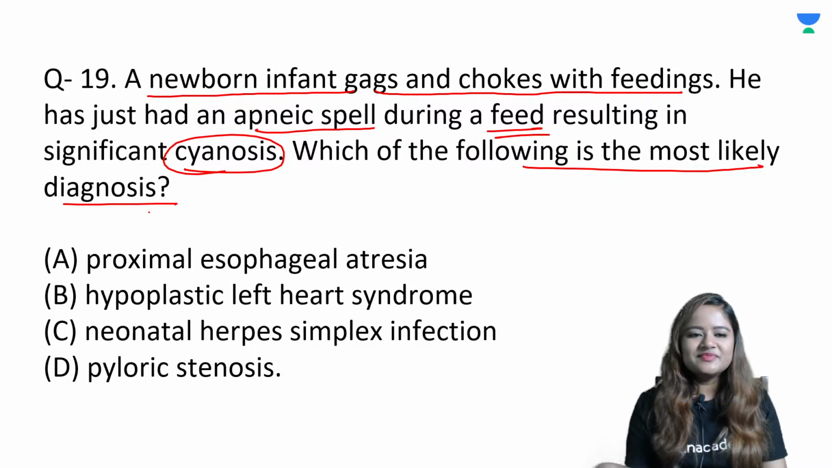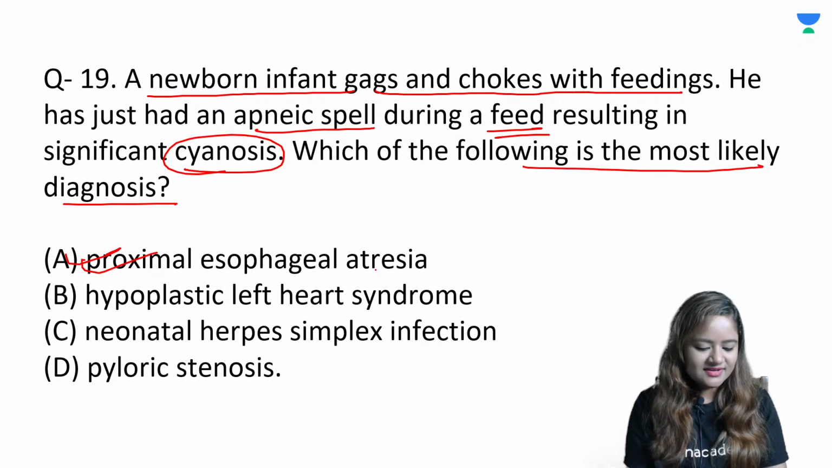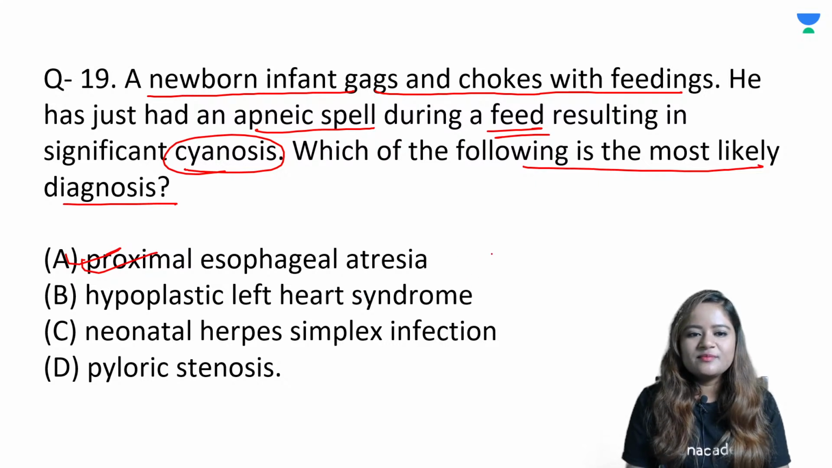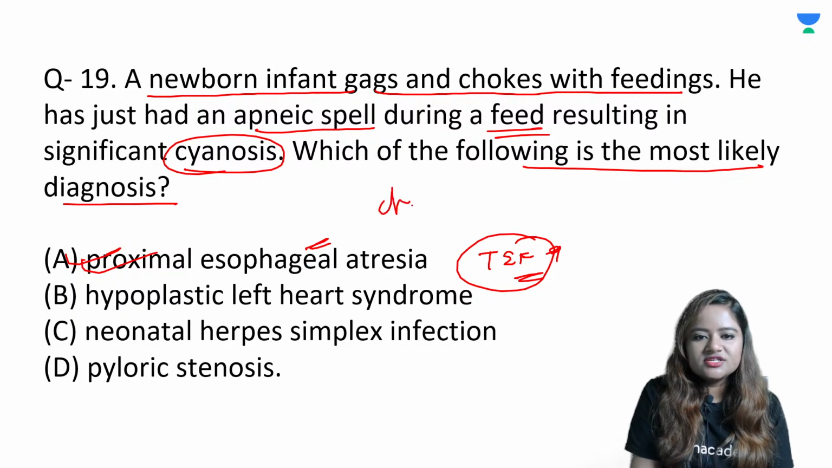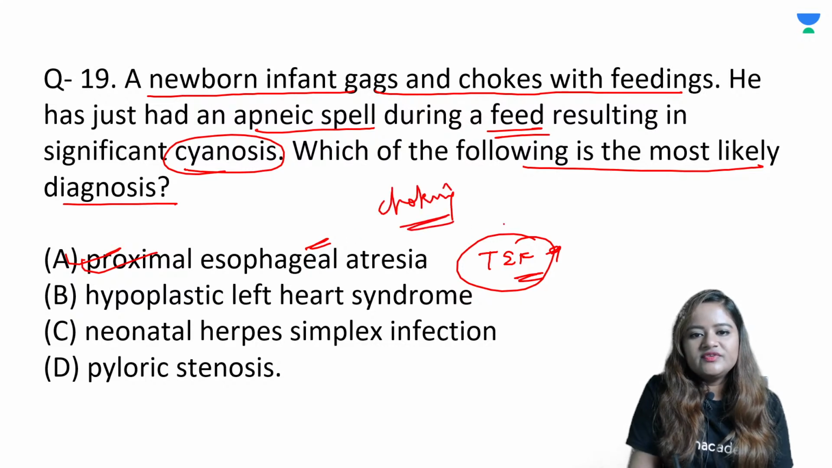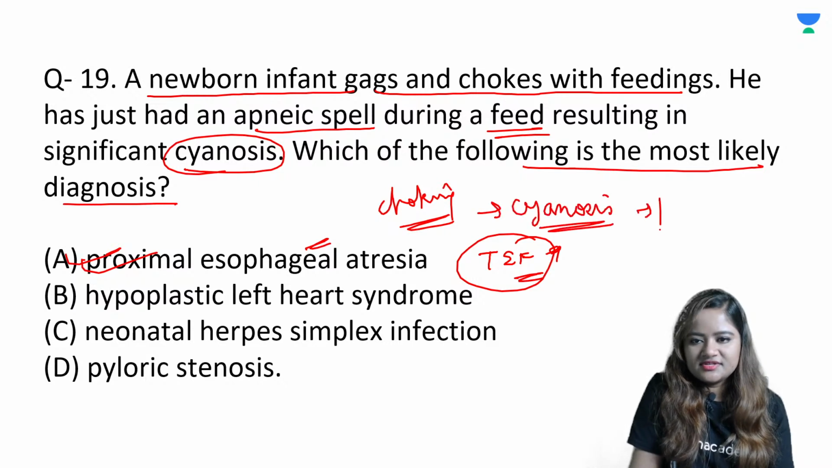Okay, so it's very, very simple to understand. If there is proximal esophageal atresia, what will happen? Because of this, there is abnormal communication between the esophagus and the trachea, known as tracheoesophageal fistula. So in TEF or in esophageal atresia, what is going to happen? The child will have frequent choking and regurgitation of the feed, and that will lead to cyanosis only post feeds. So only post-feed cyanosis is present.